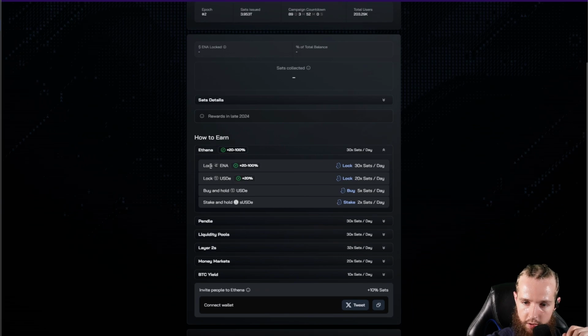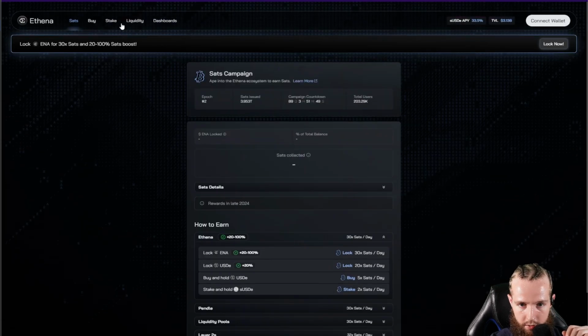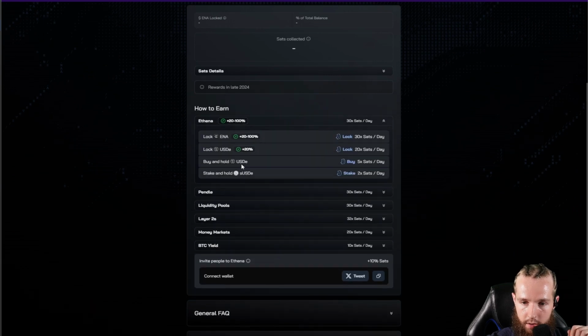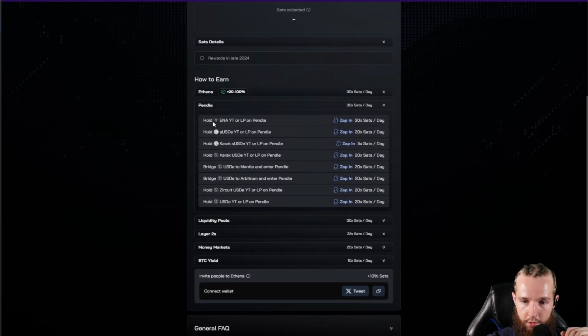And how you can earn, you can lock their ENA coin, the Athena coin. This will earn you a 30x on sats per day. You can lock USDe. Also here on their website, there's a section on liquidity where you can lock your USDe. I don't believe that you would earn an APY on that if you just lock it in through their website. So personally, that's not something that I'm doing. You could buy and hold USDe, stake and hold SUSDe, earning 5x and 2x sats per day on both of those. Pendle, you can hold Athena YT or liquidity pool Pendle tokens, earn 30x.